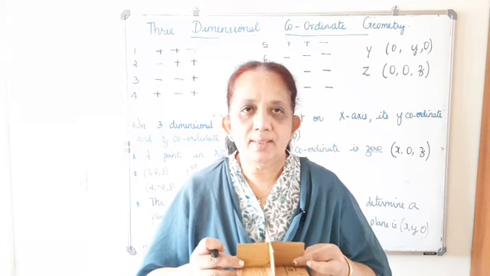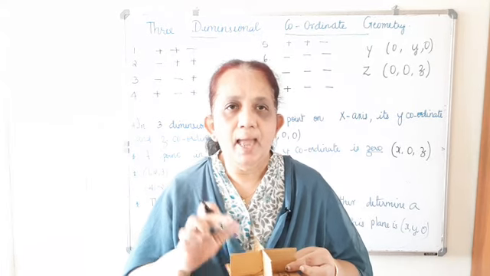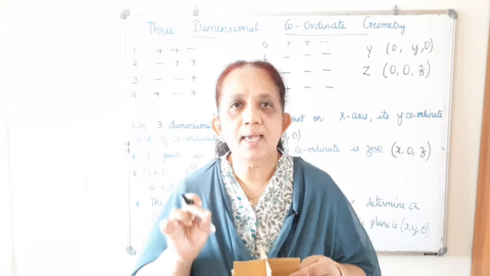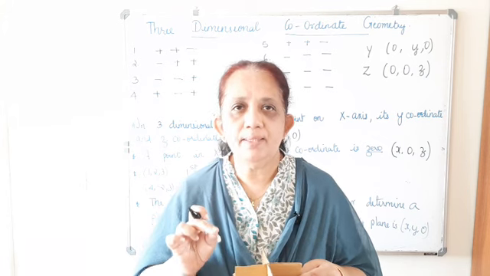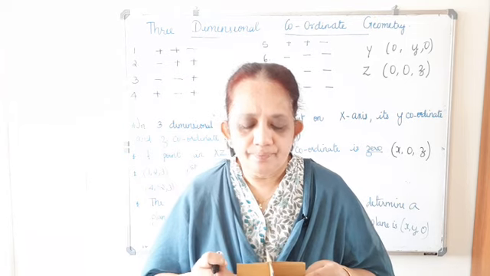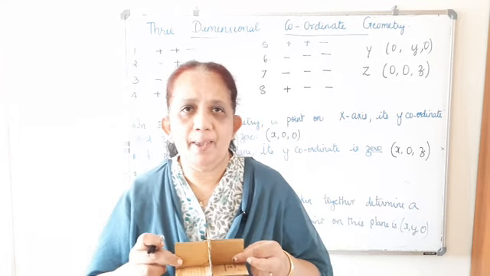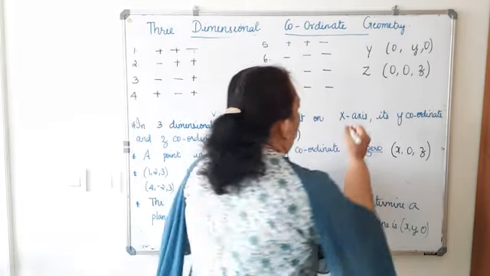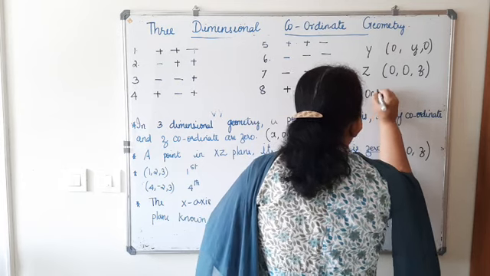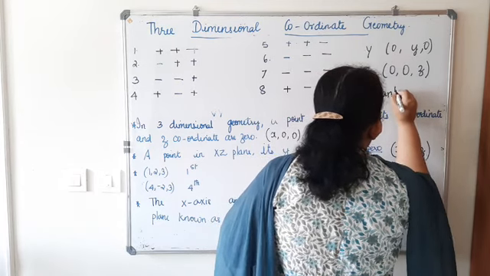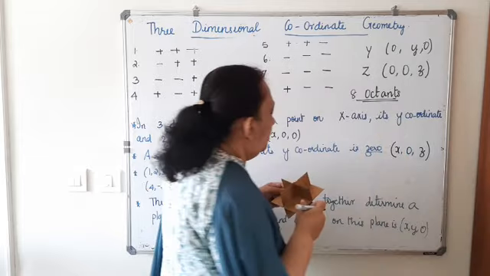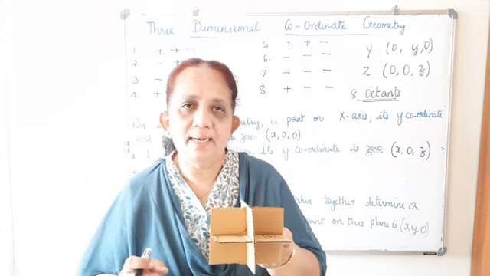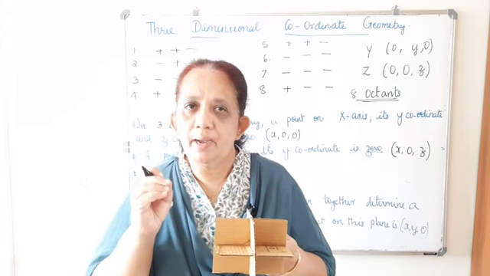In 3-dimensional geometry, the 3 planes intersect at a point, and the intersecting point is known as the origin, and the coordinates of this point will be 0, 0, 0. And these 3 planes divide the space into 8 octants. You can make a model of this form and easily identify them, so that it will remain in your mind forever.